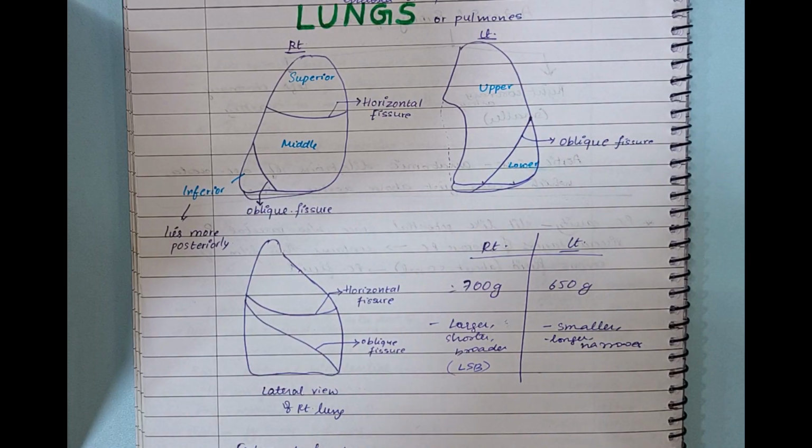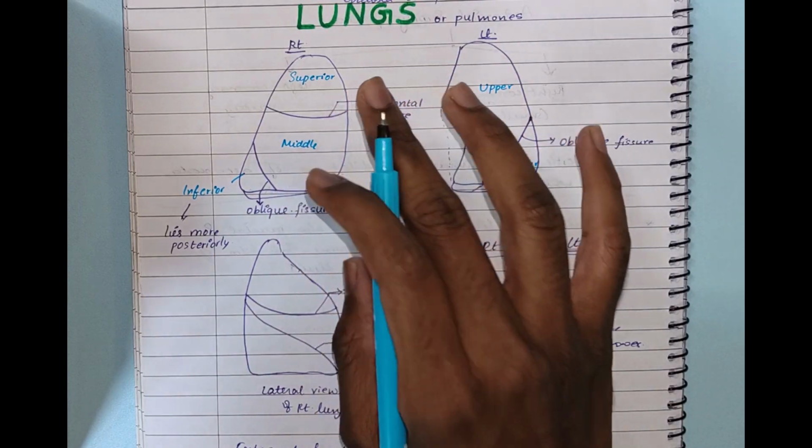So hello everybody. In this video we'll be talking about the lungs, also known as the pulmons. Lungs are basically the principal organs of respiration. There are two lungs situated in the thoracic cavity, one on either side of the mediastinum and closed in a pleural sac.